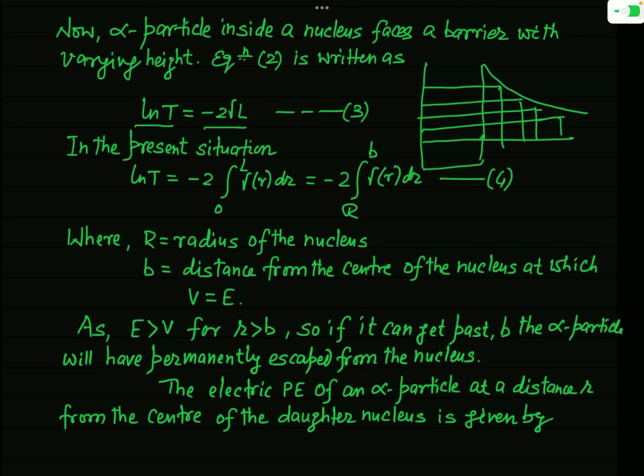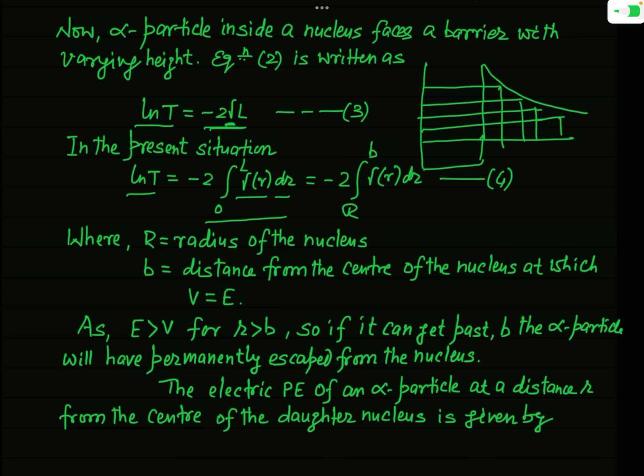And as I have told you, in the present situation the alpha particle faces a barrier of varying height, so actually this gamma is also distance dependent. It is not constant because V is not constant in this case. So actually this equation ln T equal to minus 2 gamma L can be written like this: ln T equal to minus 2 integral of gamma(r) with respect to r from 0 to L.